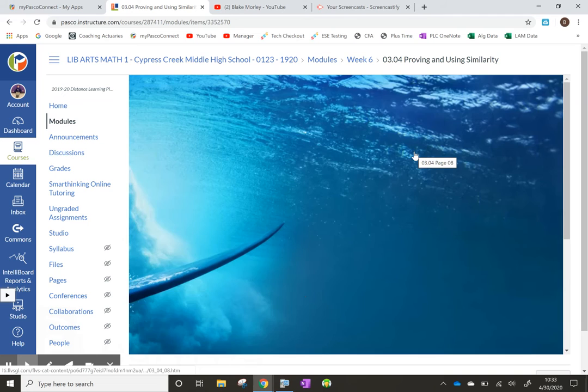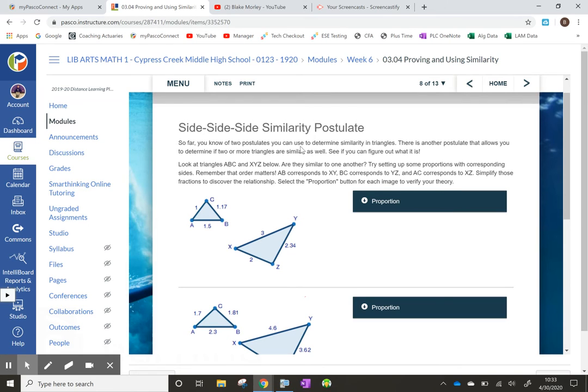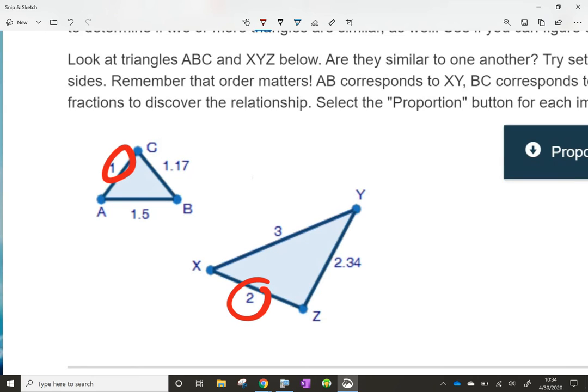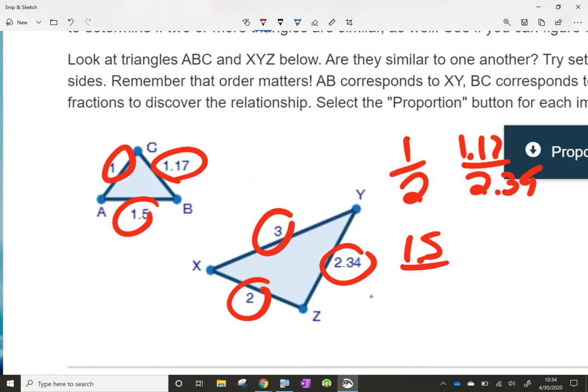Let's look on page 8. So side, side, side similarity is kind of the same thing as side, angle, side, except you're just looking for all three sides to match. So when you look at your first example, you've got all three sides of two triangles. Again, pair the smallest with the smallest, the largest with the largest, and then the middle side with the middle side. So the smallest side here is 1, the smallest side here is 2. So the 1 is to the 2. The next smallest side is 1.17, and the next smallest side here is 2.34. And then, of course, the largest side is 1.5, and the largest side here is 3.